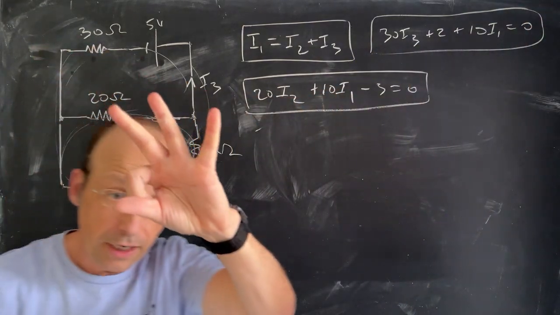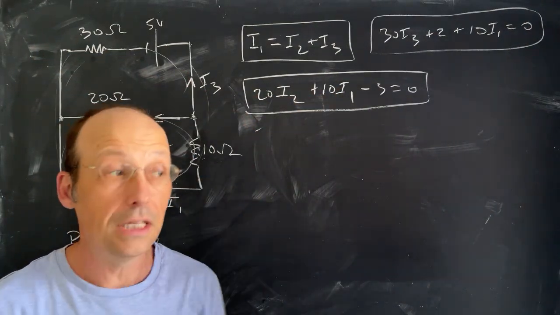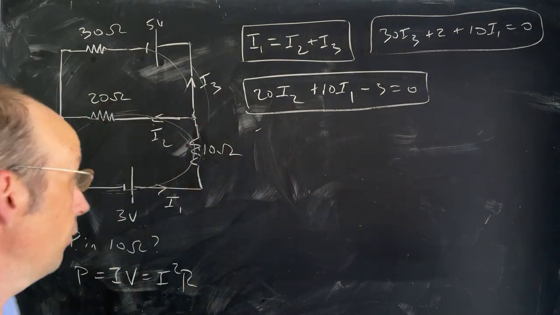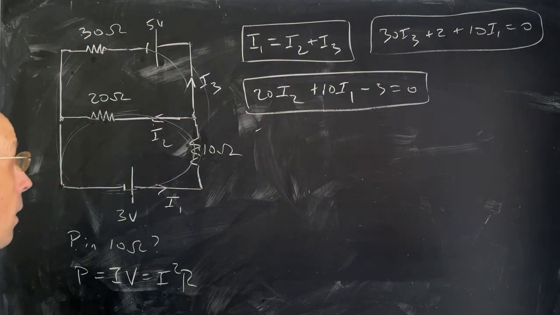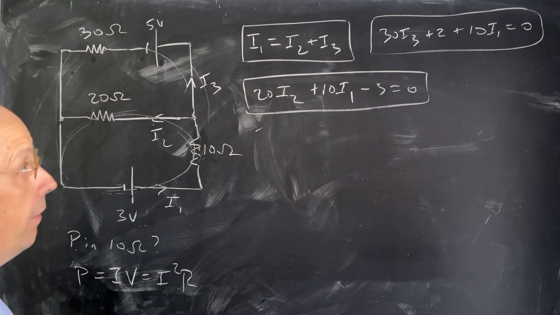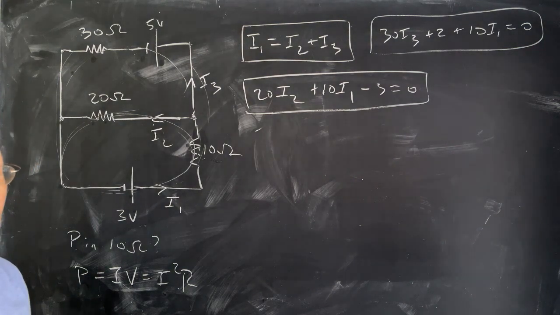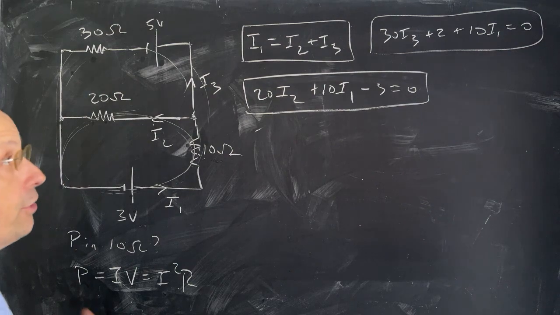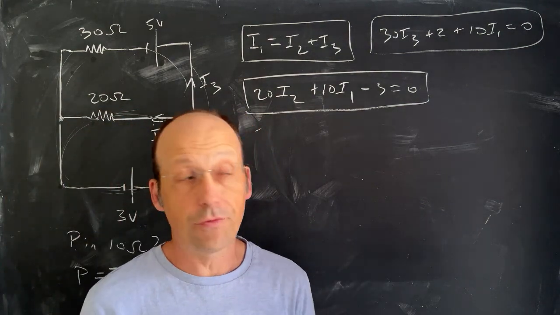So I have 3 equations, I have 3 unknowns, and I want to solve for those values. I really want I1, but I'm going to have to solve for everything. So let's not worry about that right now. How do you solve 3 equations, 3 unknowns? There's many different ways to do this.